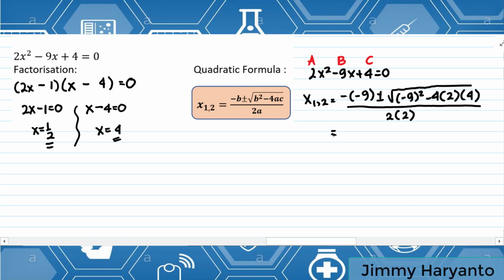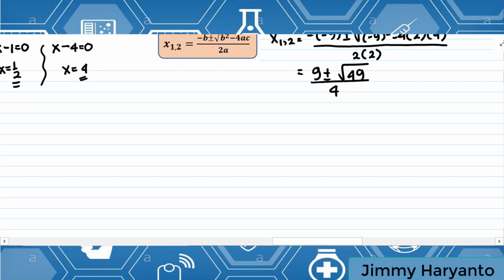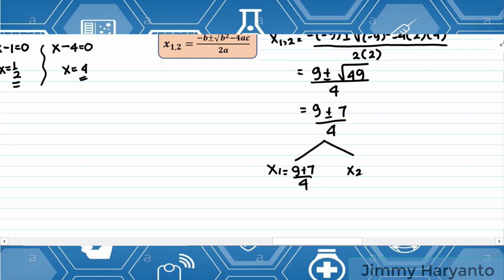Okay, then calculate it. It will be 9 plus minus square root of 81 minus 32, 49, over 4. And then square root of 49 will be 7. 9 plus minus 7 over 4. And then we have to separate them into 2. We will get x1 equals to 9 plus 7 over 4, and then x2 equals to 9 minus 7 over 4.